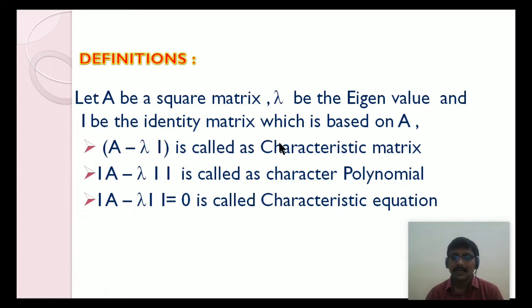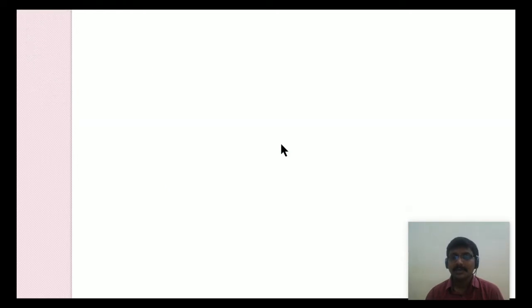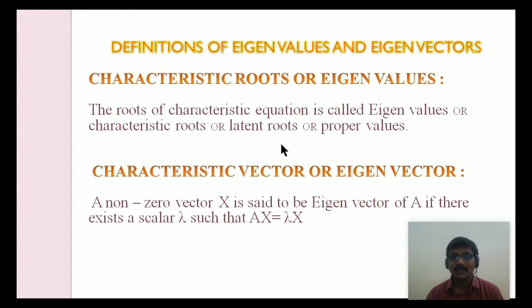So A minus lambda I is the characteristic matrix, determinant of A minus lambda I is the characteristic polynomial, and determinant of A minus lambda I equal to 0 is the characteristic equation. Now definitions of eigenvalues. Characteristic roots or eigenvalues: the roots of the characteristic equation, determinant of A minus lambda I equal to 0, are called eigenvalues or characteristic roots or latent roots or proper values.